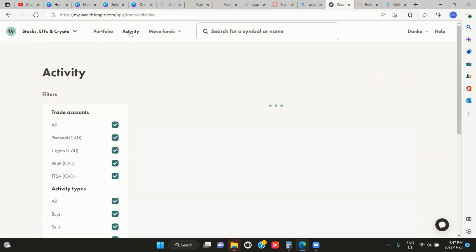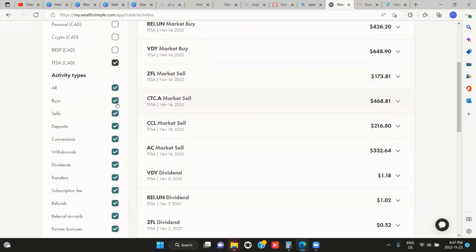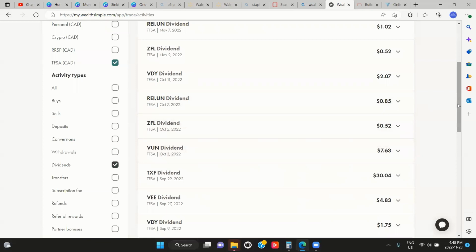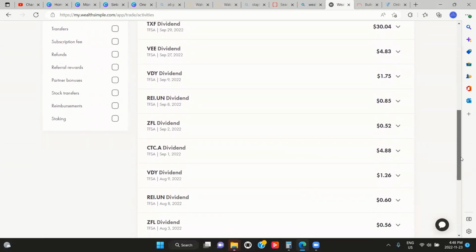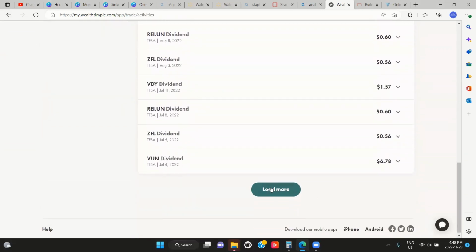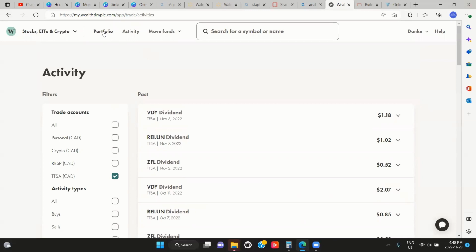If I go over to the activities, let me filter it to TFSA, and then filter this also to just dividend. I want to see how often the TXF pays dividends. I feel like it might be quarterly. They paid $30 in September, and then in June. So July, August, September. So they pay quarterly. In June, they paid $34.34. So that's quarterly. Let's get back to the TFSA here.